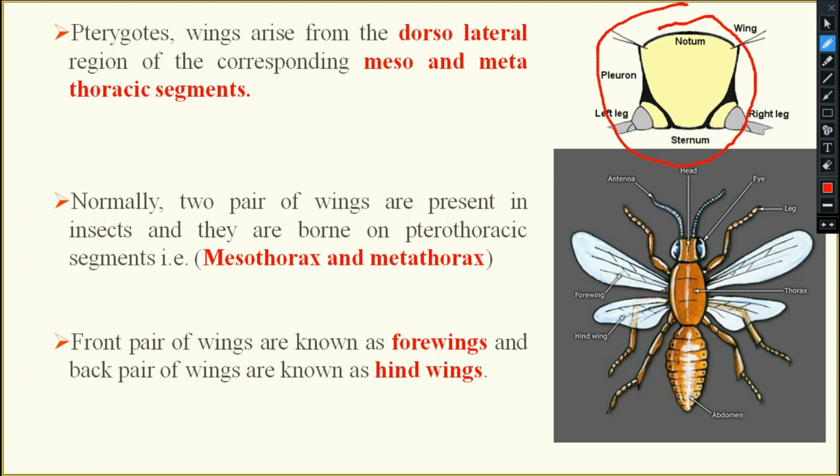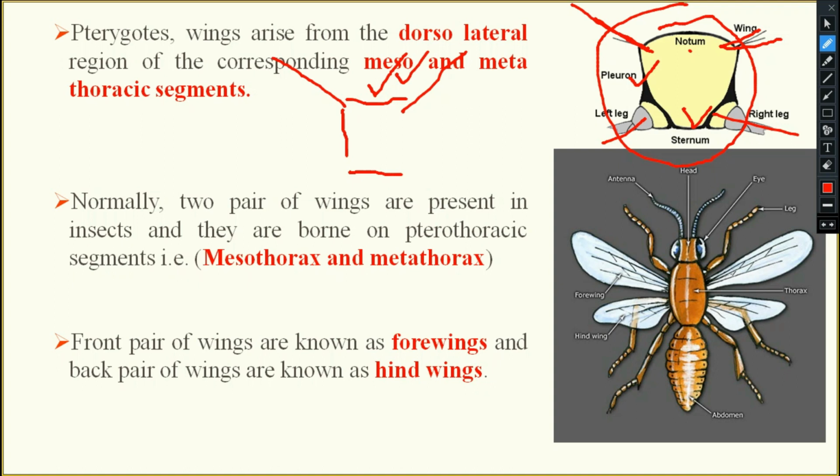So next you see, these things also we have completed. Pterygote wings arise from the dorsolateral region. This is known as dorsum. This is known as sternum. This is known as pleuron. This is also known as tergum or notum. So from this plane and this plane, your wings arise. This is notum, this is pleuron, this is sternum, these are the legs. From this, your wings are arising. That is the meaning of dorsolateral or tergopleural.